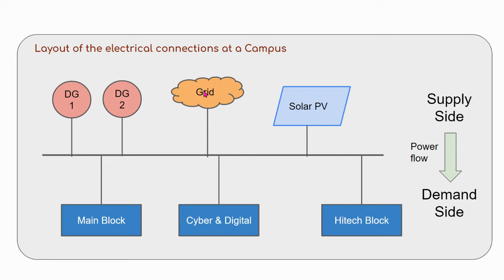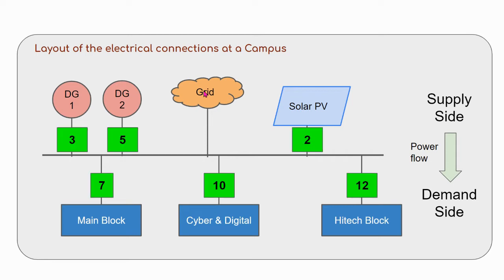So this is the actual connection. Now in the next slide, I have shown the meter numbers. Meter number 10 refers to the power consumed by the cyber and digital block, which is a building. The main block is another building in that campus, and the high tech block is another. These three buildings are the main buildings, which cover the entire power consumption. And meter number 7, meter number 10, meter number 12, and so on will be like that.